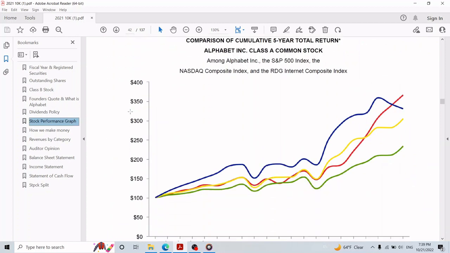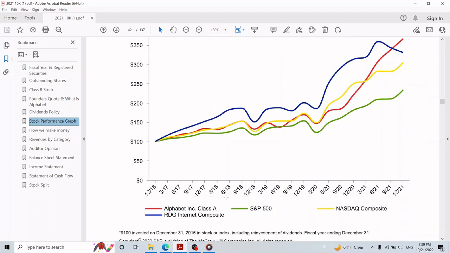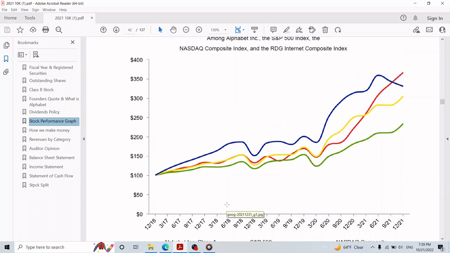The report has an interesting graph for the stock price performance and assumes if you invested $100 at the end of 2016, it would be about $340 at the end of 2021, which means about a 240% return on investment and about 40% per year, which is a very good return on investment.